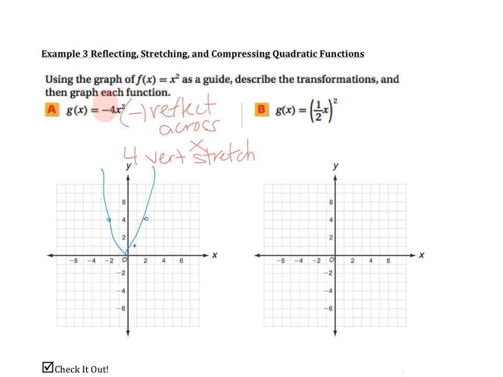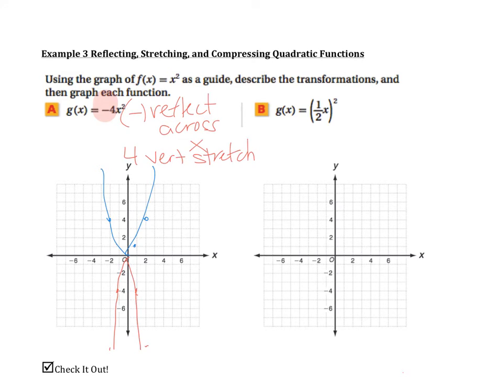So plotting points, and you can do this through Desmos. Plotting points, 1 is going to be at 4, but negative 4, so it's upside down. Negative 1 is going to be at negative 4. And then this will be at 16, so it's down here pretty far. So it'll look like this, coming in closer to the y and upside down.